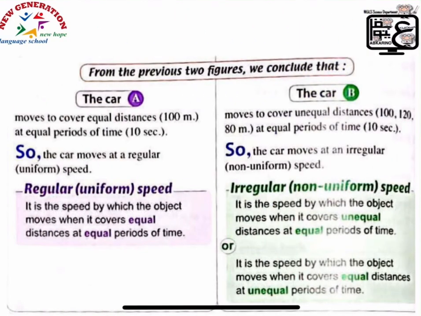Okay, so this is the definition of regular and irregular. Okay, regular, the speed by which the object moves when it covers equal distance at equal periods of time. Yes, very good. And irregular or non-uniform, okay, the speed by which the object moves when it covers unequal distance at equal periods of time, or you can say equal distance at unequal periods of time.